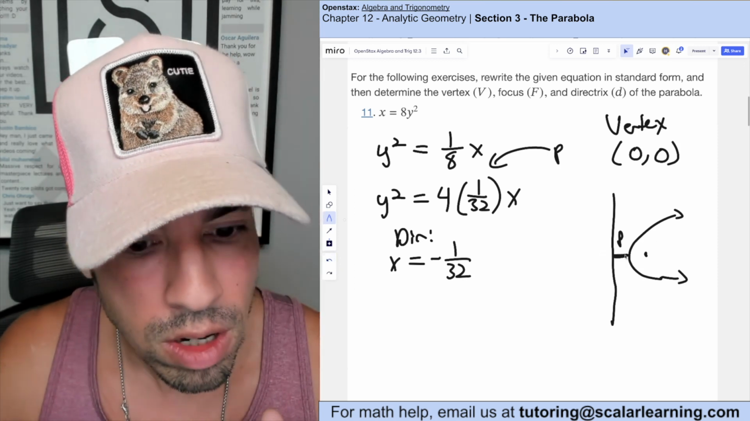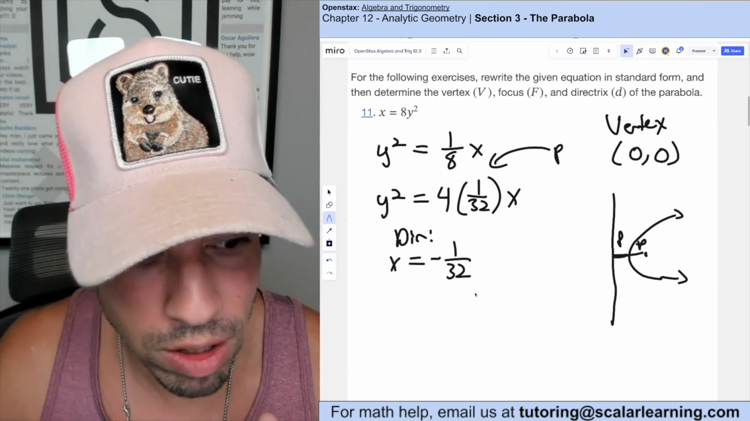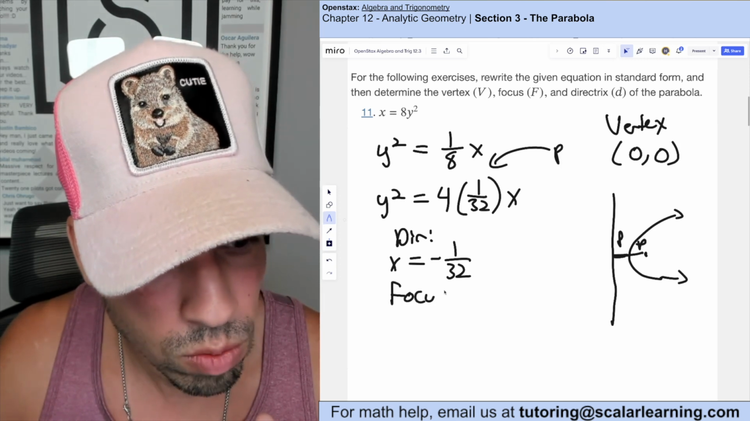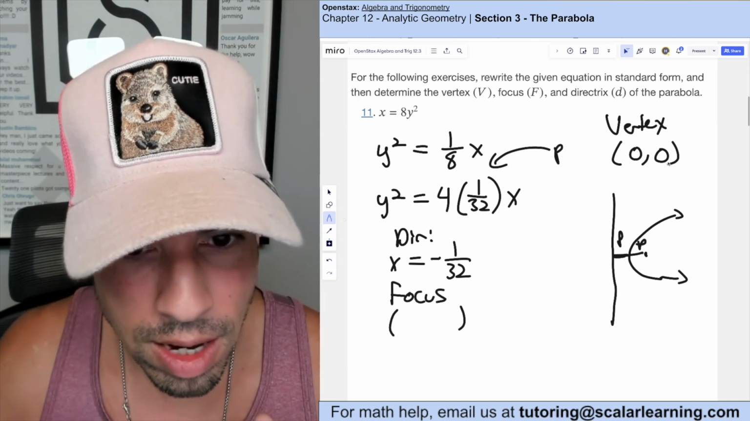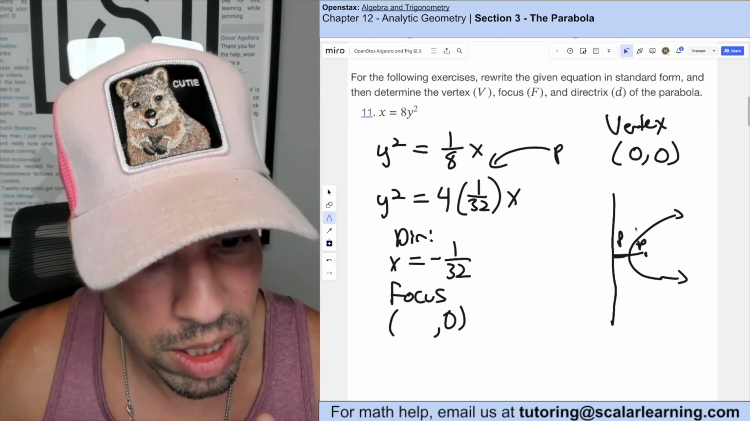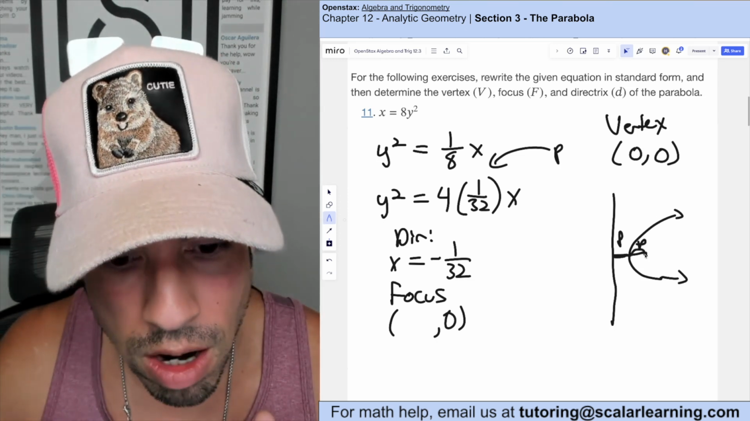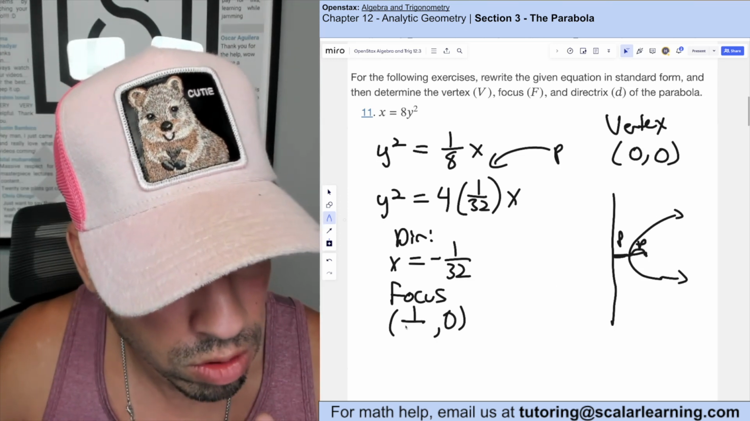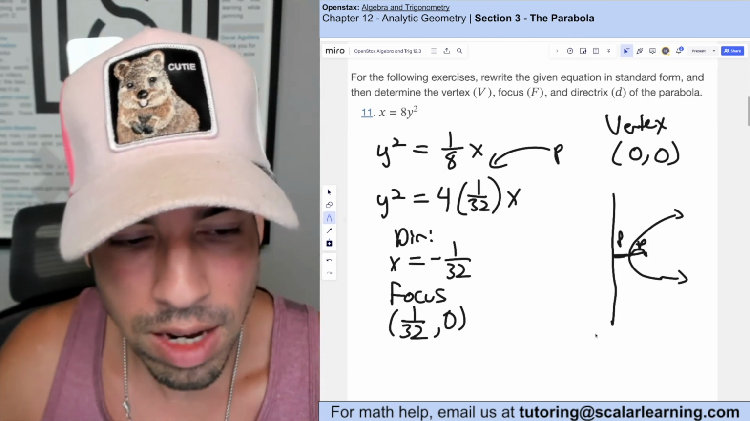And then what about the focus? Well, the focus goes in the other direction, that same p-value, right? So for the focus, we're still staying on that y value of 0. That's not changing. But then the x value, it's going up by 1/32. So that is how you do it.